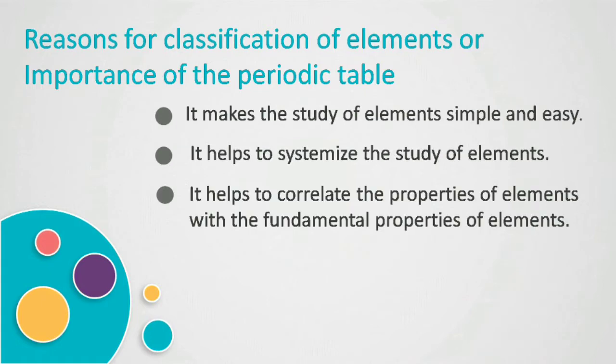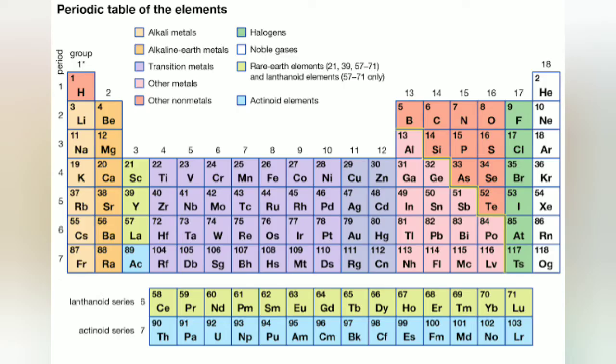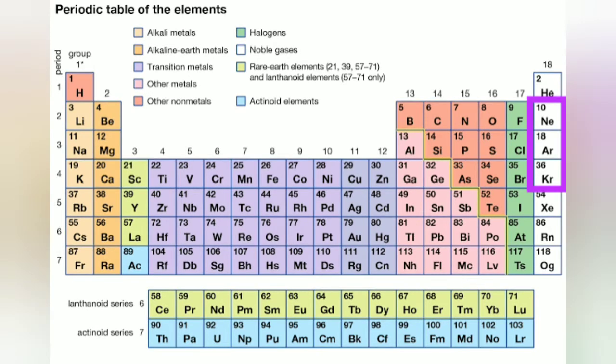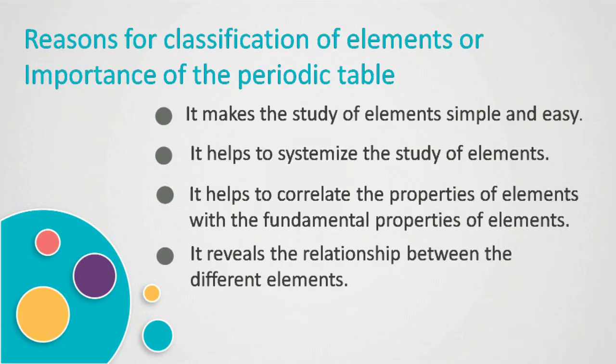It also helps to correlate the properties of elements with the fundamental properties of elements. For example, see here the elements neon, argon, krypton have 8 electrons in their last shell and all these elements are inert gases.